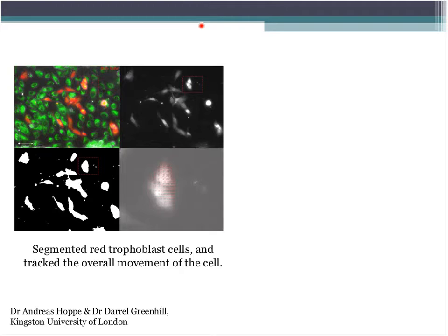This allows you to track the overall movement of the whole cell. If you've ever watched a cell move, it doesn't just move as one uniform blob, it sort of stretches out, it changes shape, it extends processes. This allowed us to track all of that movement within the cell.